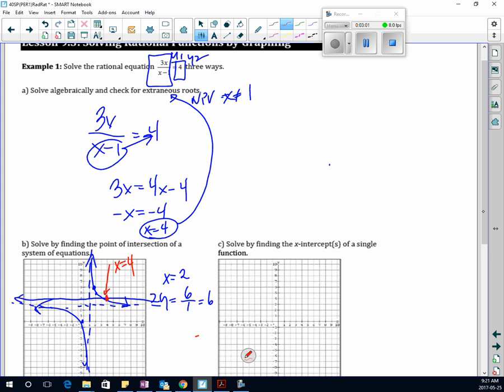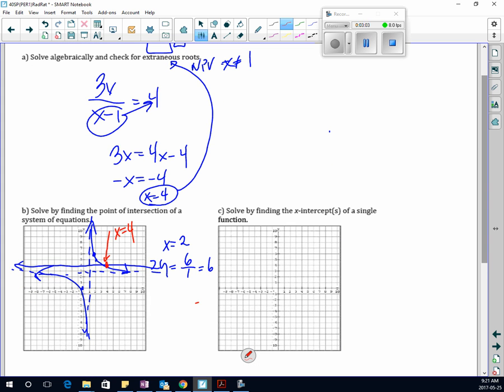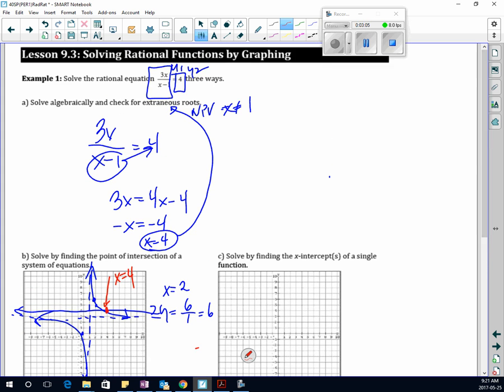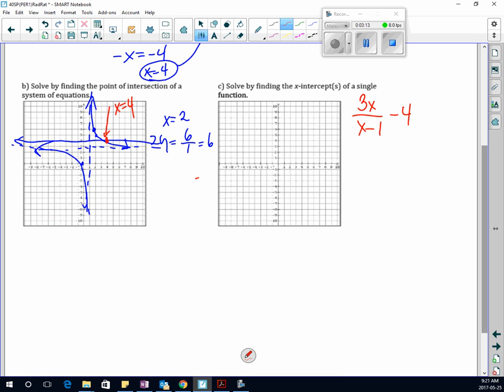Okay, so the other way is, of course, finding the x-intercept of a single function. So that means I'm going to move the 4 over. So I have 3x over x minus 1 minus 4. And we are not going to do this by hand. We are going to do this graphically with a graphing calculator. So plug that in and find the x-intercept. Does everybody know how to find your x-intercept? Yes?